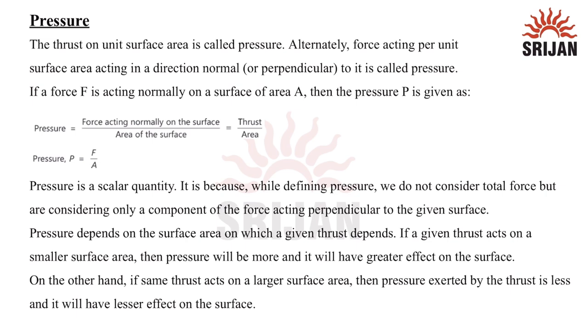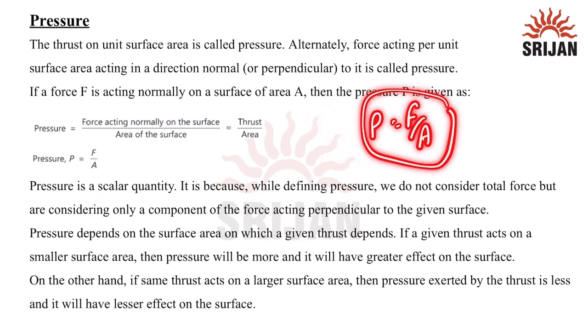Pressure. The thrust on a unit surface area is called pressure. Alternatively, force acting per unit surface area in a direction normal, that is perpendicular, is called pressure. So if F is the force acting normally on a surface area A, then pressure P is given as the force acting normally to the surface area divided by the area of the surface, that is thrust upon area, right? Or I can say pressure equals F upon A, that is force upon area.